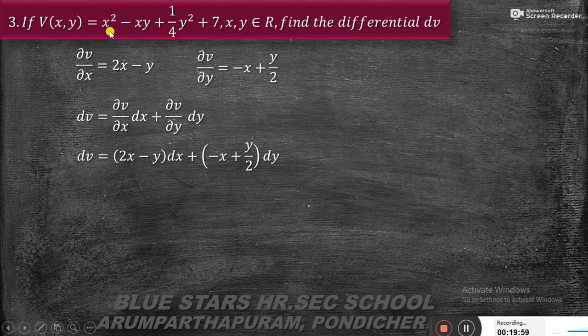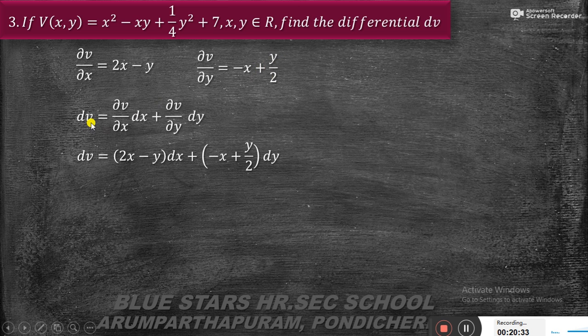So dou v by dou x equals the differentiation of x square, which is 2x, minus y into the differentiation of x, which is 1. So minus y. Here there is no x term, so its differentiation is 0. So dou v by dou x equals 2x minus y. Next, dou v by dou y equals: here no y term, its differentiation is 0, minus x into the differentiation of y, which is 1, minus x, plus 1 by 4 into the differentiation of y square, which is 2y. So 2y by 4 is y by 2, therefore dou v by dou y equals minus x plus y by 2.